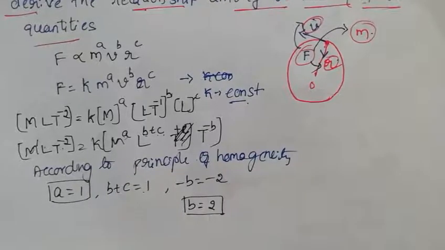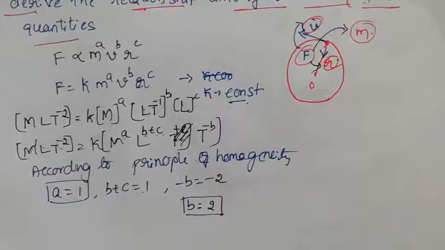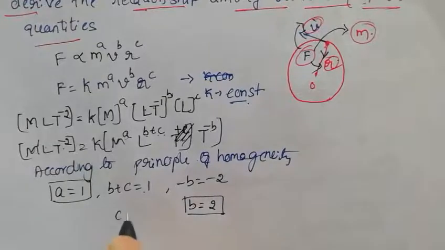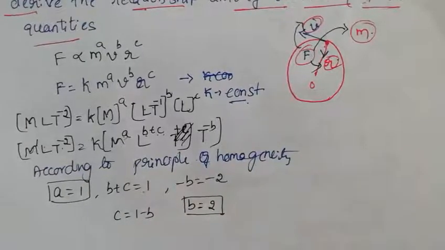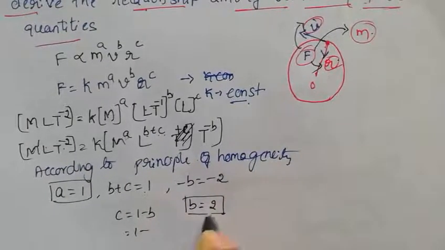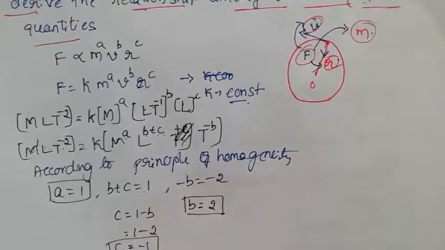We need to get the value of C. Now look, the C value we need to get. Can I write C equal to 1 minus b? Okay, 1 minus b, where b value is 2, will become minus 1. So the C value is minus 1.